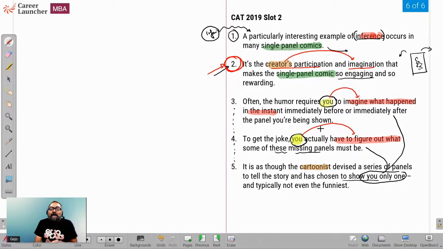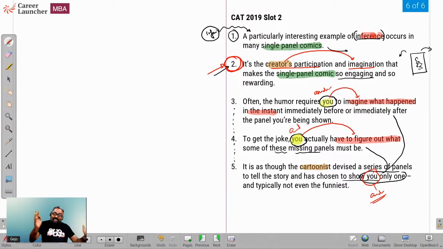You're asking me to imagine. Then you're asking the audience to imagine. This is audience imagining. This is for us, for the audience, chosen to show you. And where is the creator's participation then? And where is the creator's imagination? It's audience participation, audience imagination. That makes sense. That should be number 2.